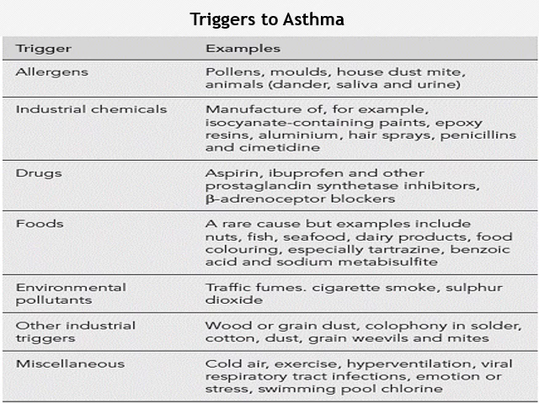The food products that may cause asthma include nuts, fish, seafood, dairy product, food coloring, especially tartrazine, benzoic acid, and sodium metabisulfite. The environmental pollutants include traffic fumes, cigarette smoke, sulfur dioxide. Other industrial triggers may include the wood or grain dust, colophony in solder, cotton, dust, grain weevils, and mites. The miscellaneous factors that may cause asthma can include the cold air, exercise, hyperventilation, viral respiratory tract infection, emotion or stress. Swimming pool chlorine can cause asthma.